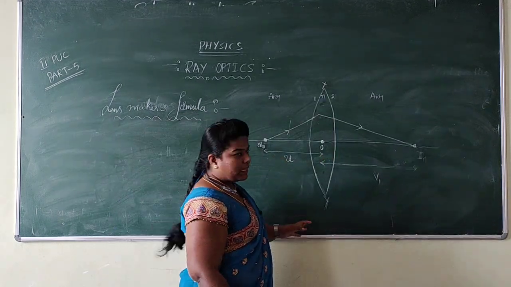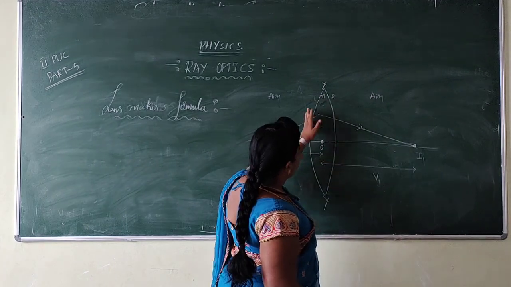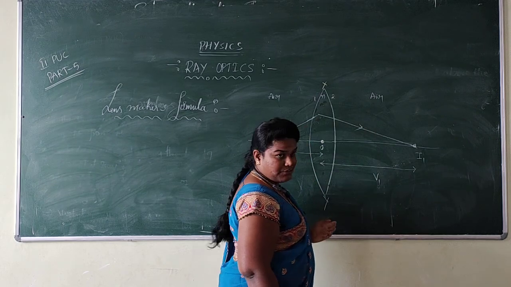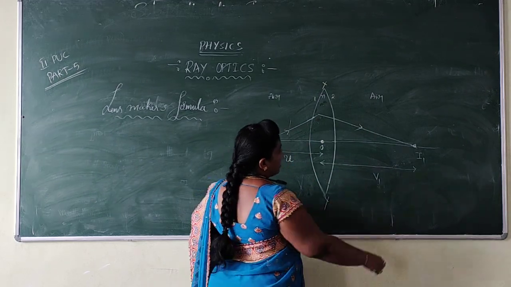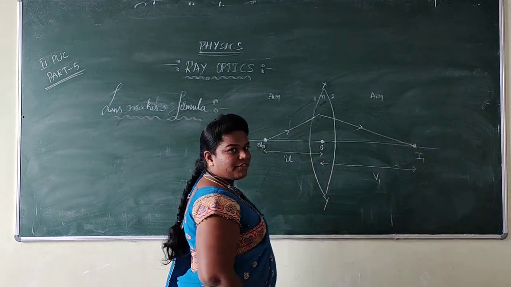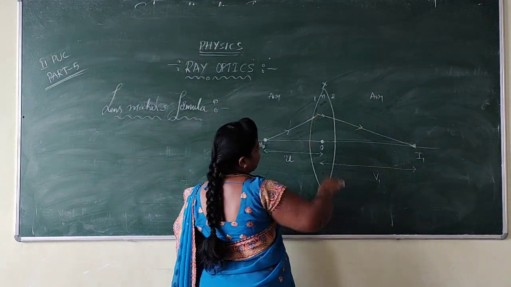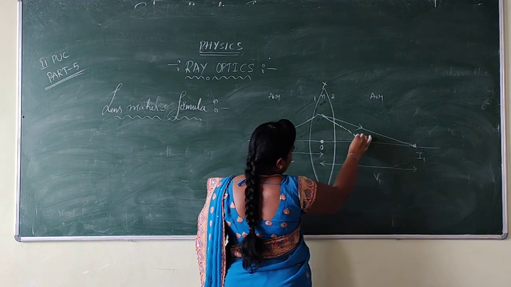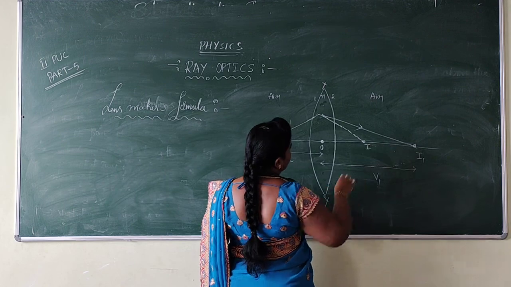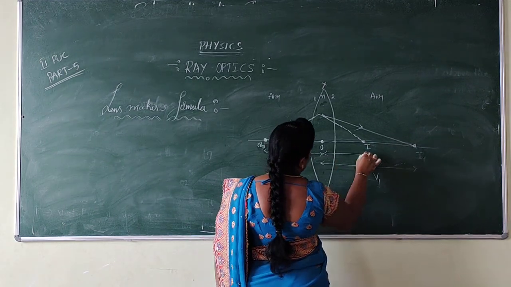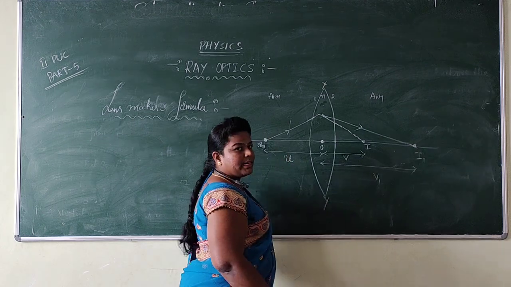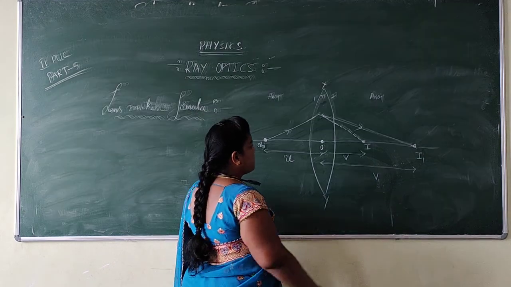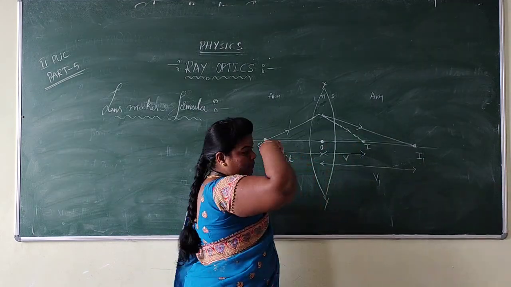Now, assume that the second surface is present and the first surface is absent. It means I1 is the object for the second surface. After refraction, the second surface forms an image I. The distance between the optic center and the final image I is the image distance, represented by v. Yes, students, I am explaining it again.